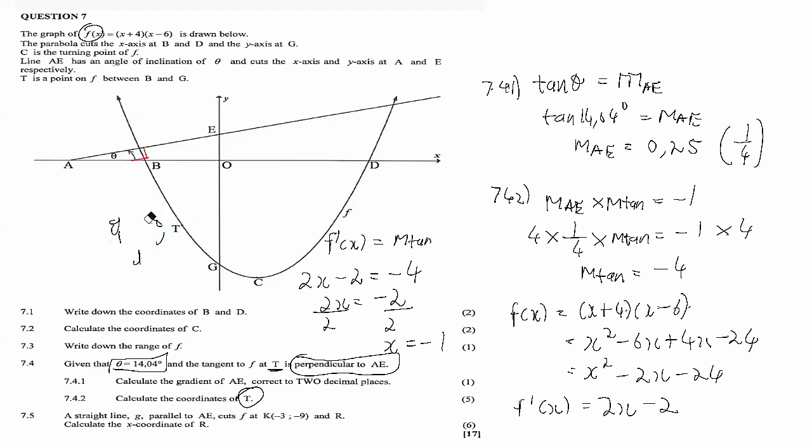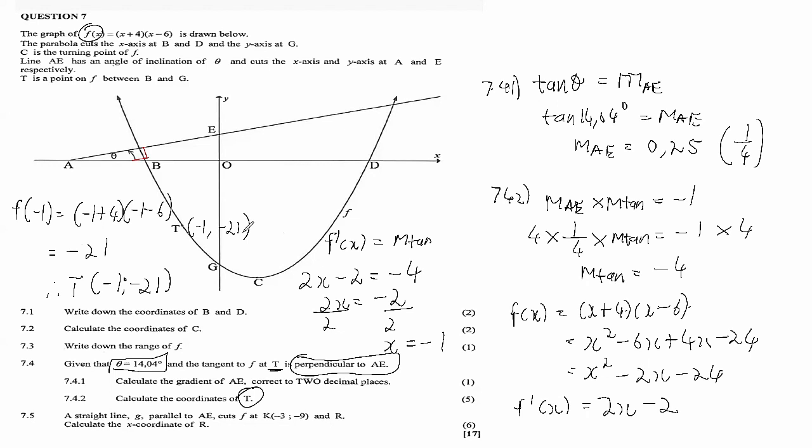Allow me to write it here. So to substitute back there, we're going to say f when our x is negative 1, then this is going to be negative 1 plus 4, and then negative 1 minus 6. Then you punch all this into your calculator, you get negative 21. So that means your coordinates for T are now negative 1, negative 21. So that point that you see there is negative 1, negative 21. And that's how you calculate the coordinates of T. Right. So all that for 5 marks. Worth it.